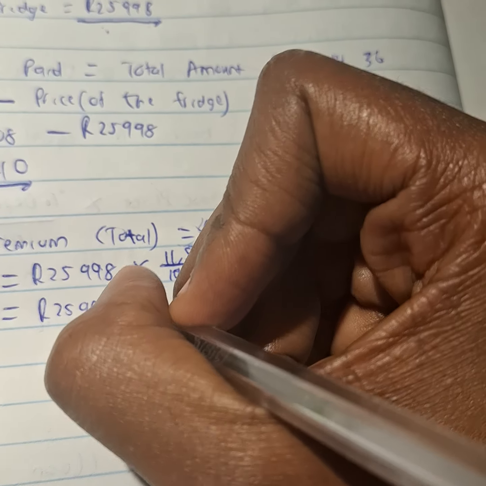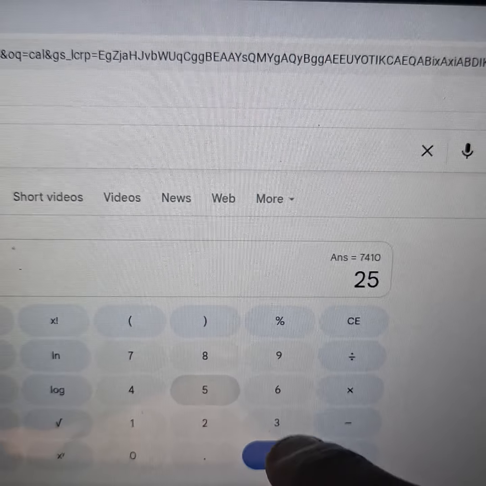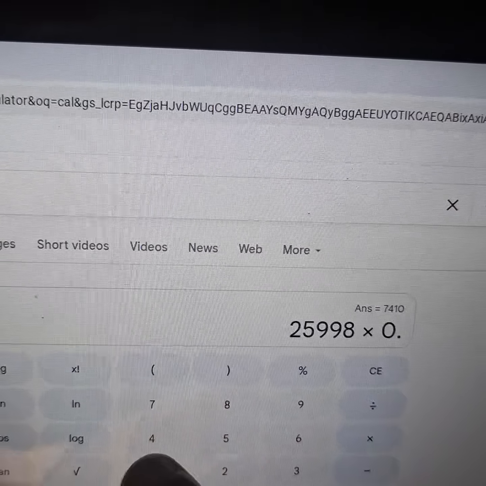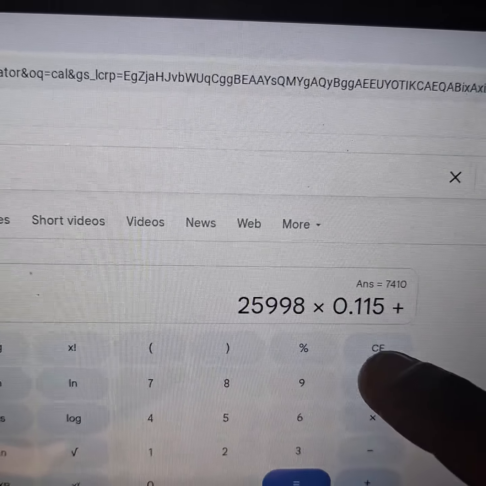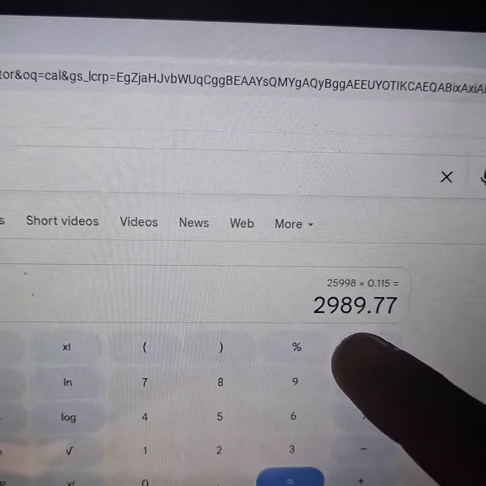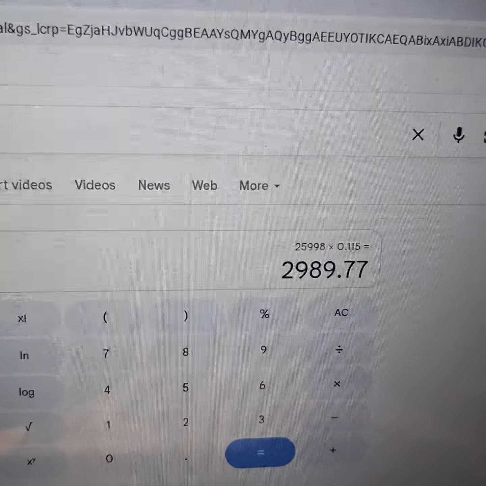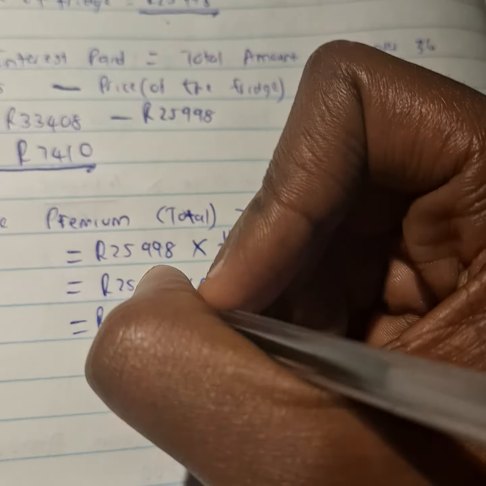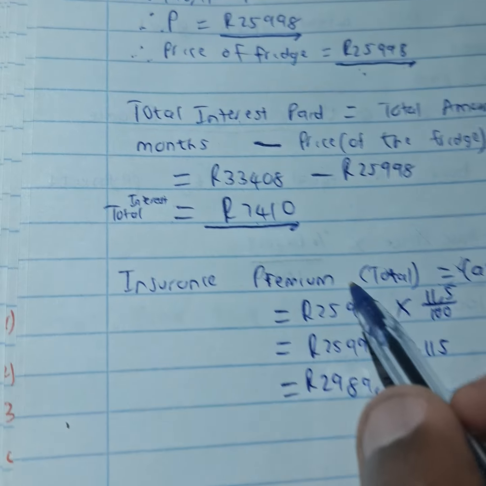So we know it's 25,998 times 0.115. So I'm going to use my calculator and say 25,998 multiplied by 0.115. That is basically equal to 2,989 rand 77 cents. Okay, so that's the insurance premium total.